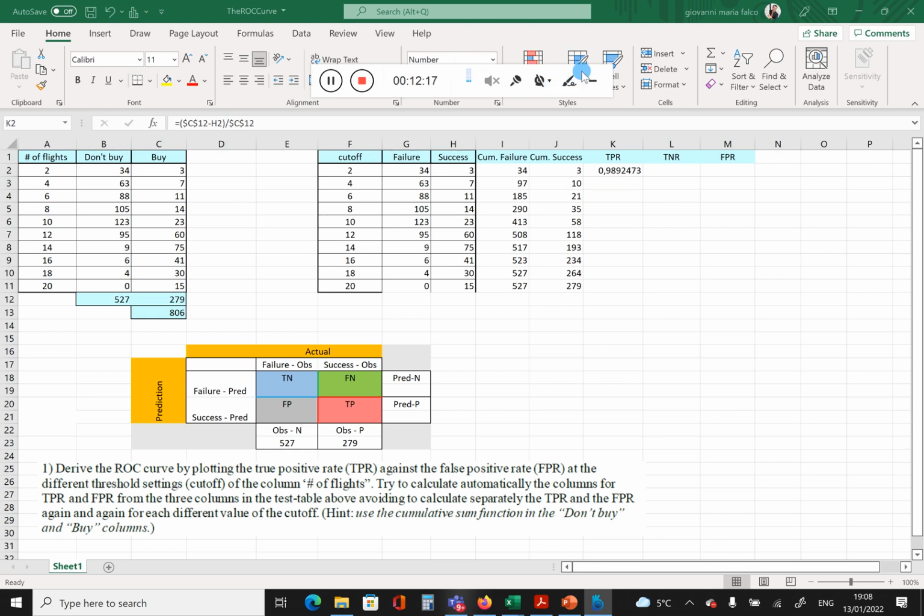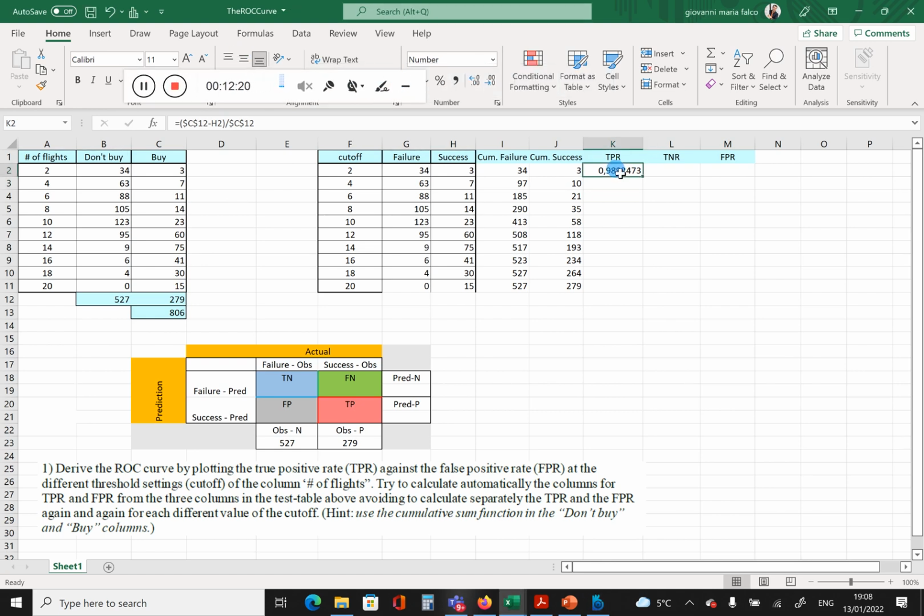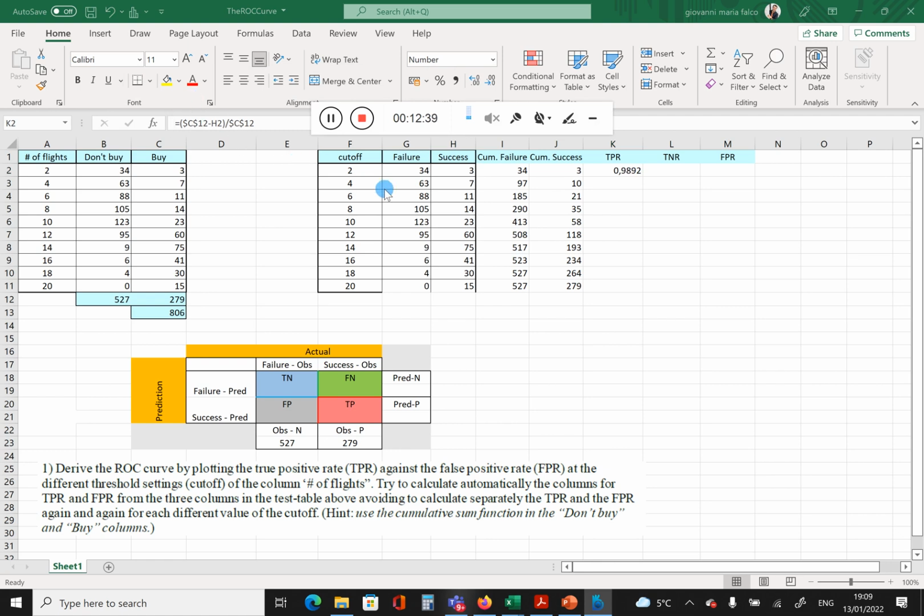And let's also approximate this with only 3 decimals. Okay, we can leave it maybe 4. Okay, so this was the true positive rate. Now, since the argument depends only on this value of 2 here, then I can extrapolate this, or extend this along all the column. And so I get the true positive rate for all different values of the cutoff.